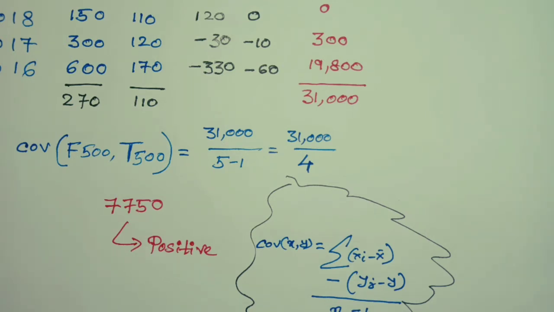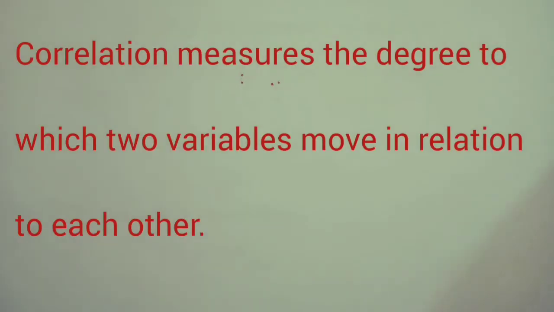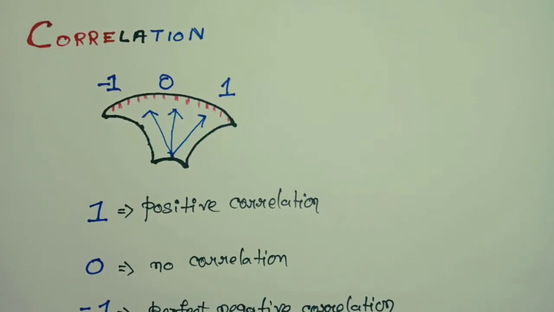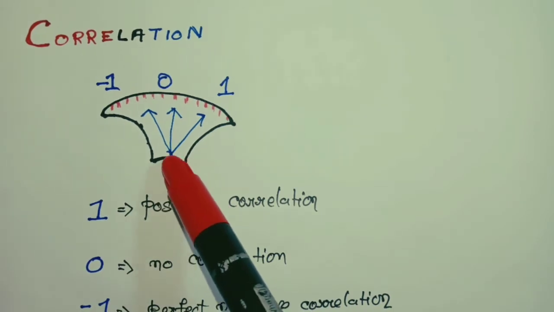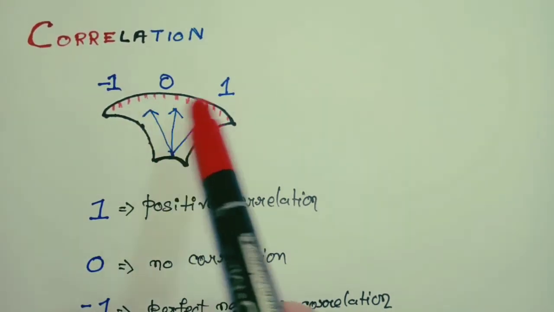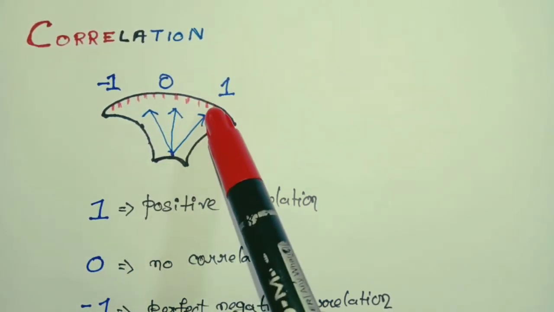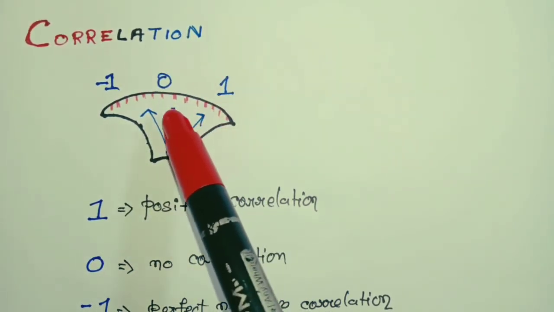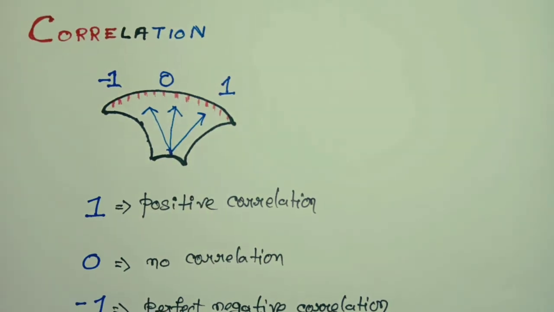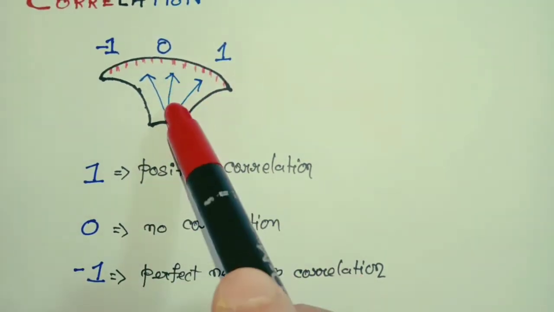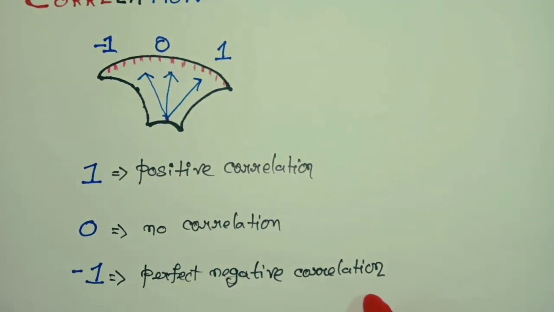So this is a particular case study, and here on your screen you can see correlation's definition. Now what I have also done is that I have given a nice drawing of correlation. Say for example, this is a kind of a watch. This has got +1, 0 and then -1, right? So +1 denotes positive correlation, 0 denotes no correlation, and -1 denotes perfect negative correlation.